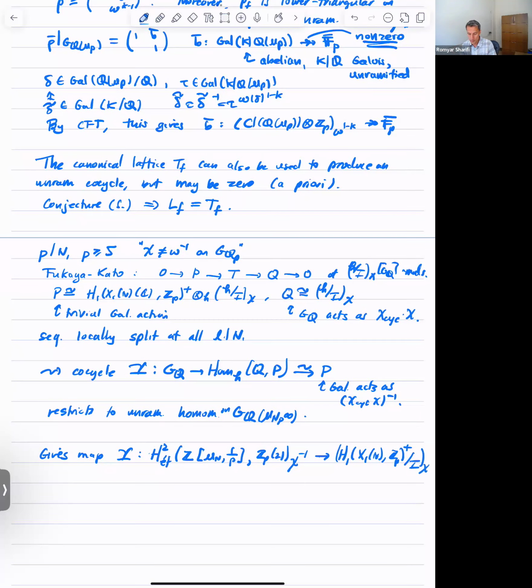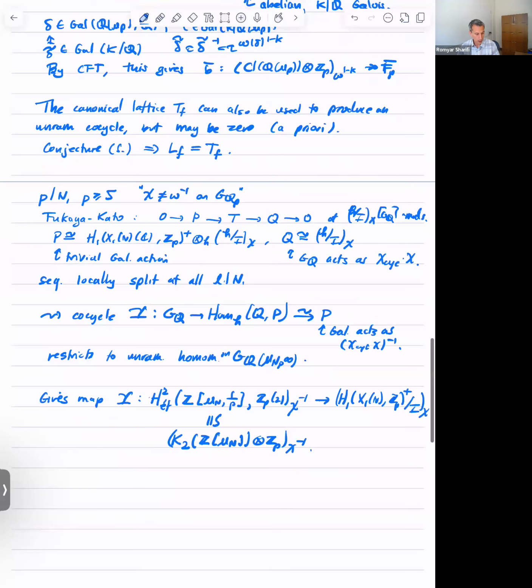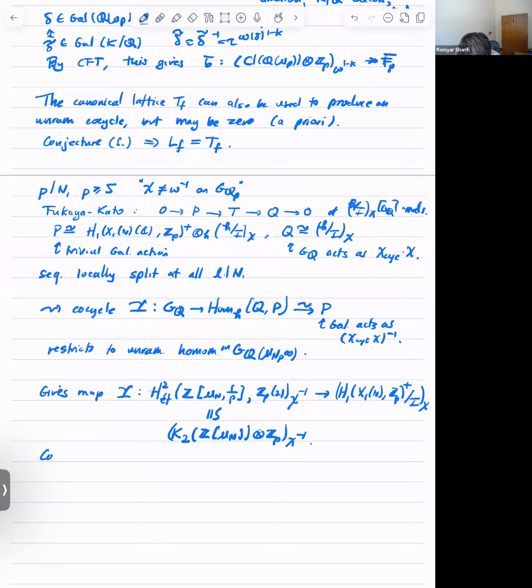So we get this homomorphism. This is something that mod p looks like the part of the class group we're interested in. The left-hand side mod p can be related to the class group of Q(mu_N) in the chi omega inverse eigenspace. Canonically, it's also a group called K_2. It's K_2 of Z[mu_N] tensor Z_p in the chi inverse eigenspace, K_2 of this ring. And so my conjecture from 2011 is that this is an isomorphism.